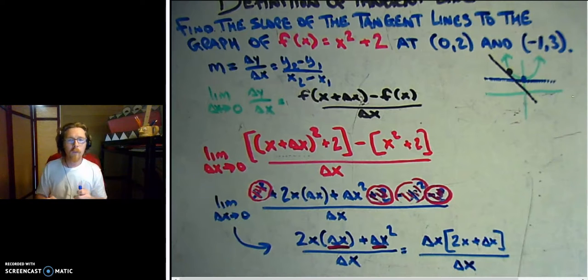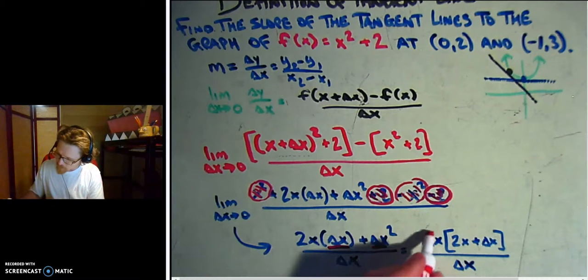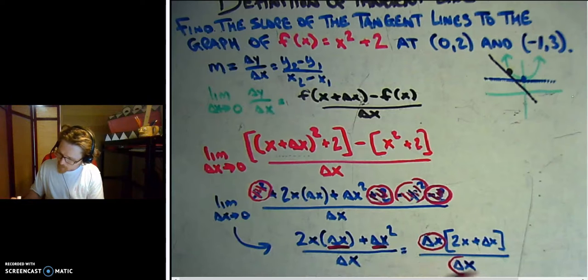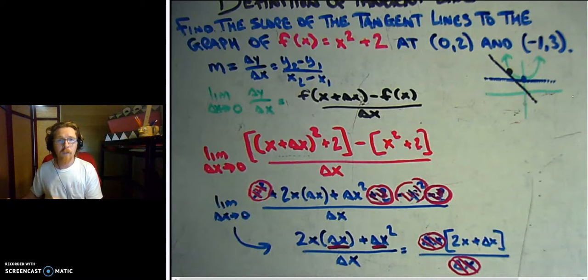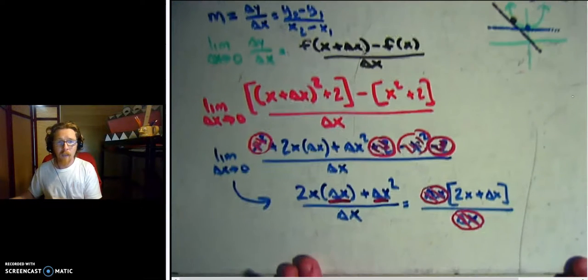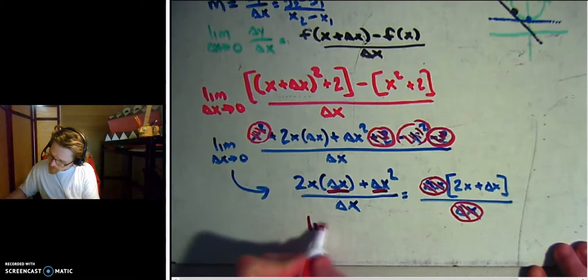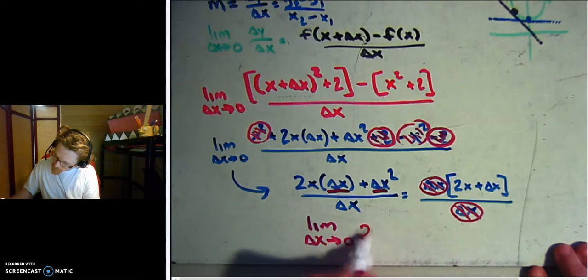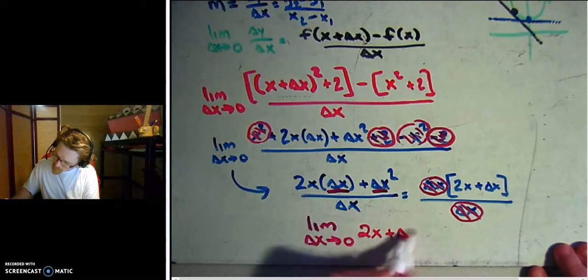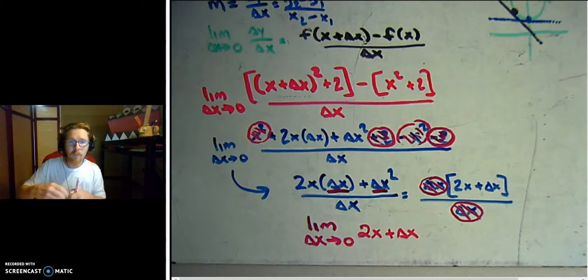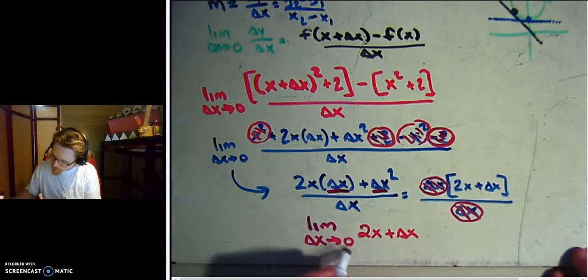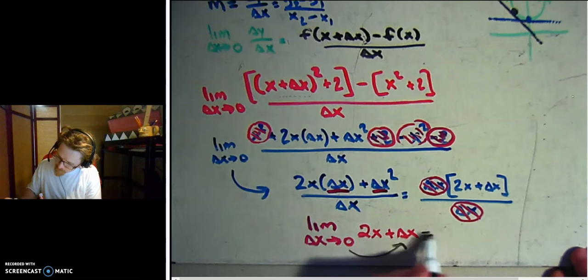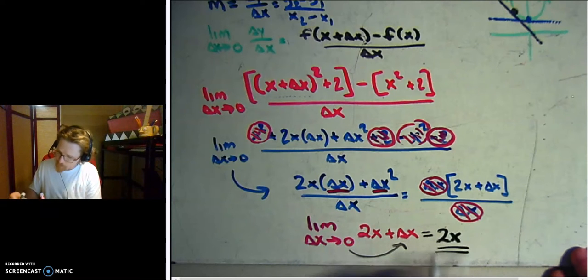And lo and behold, something is going to change. I have a delta x factor in my numerator and a delta x in my denominator. I can cancel those out. And so what is going to happen now is I can take the limit as delta x approaches 0, because all I have left is 2x plus delta x, and now that direct substitution method is going to work. I can plug in 0 and I just get 2x.